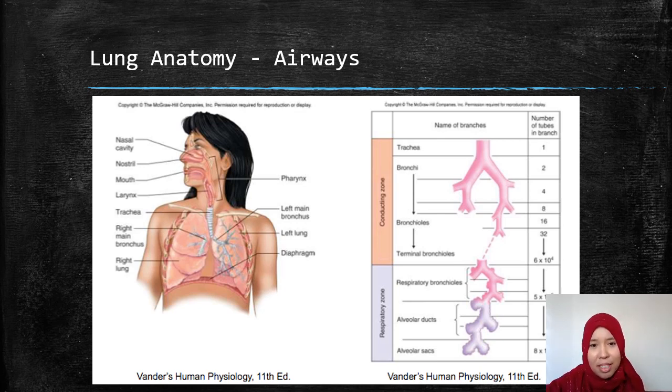What does that mean? Conducting zone and respiratory zone. It simply means that there's respiration going on in the respiratory zone, whereas in the conducting zone there is no respiration occurring. When we say respiration, it simply means that there is gas exchange. So in the respiratory zone there is gas exchange, and there is none in the conducting zone.